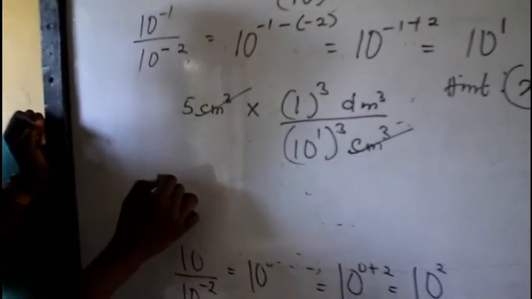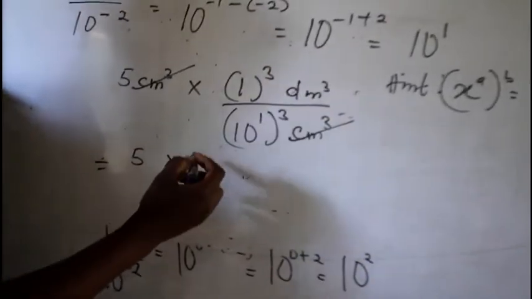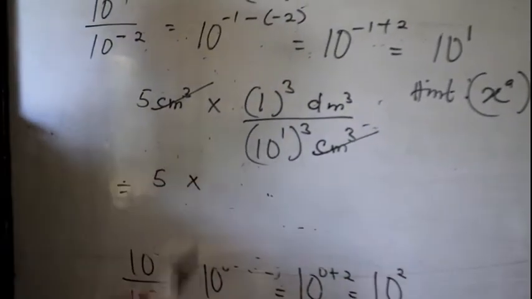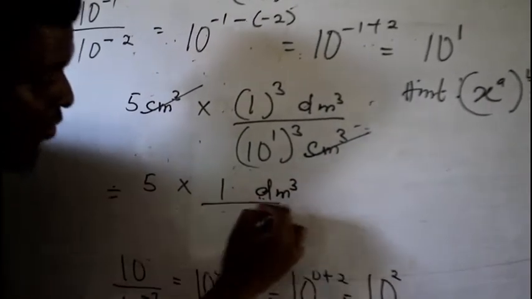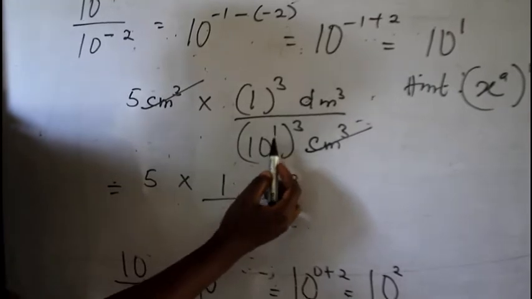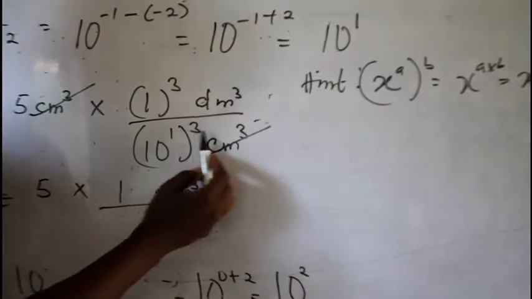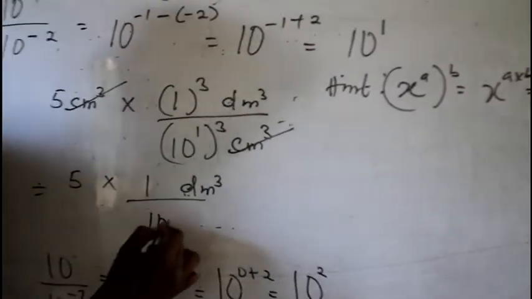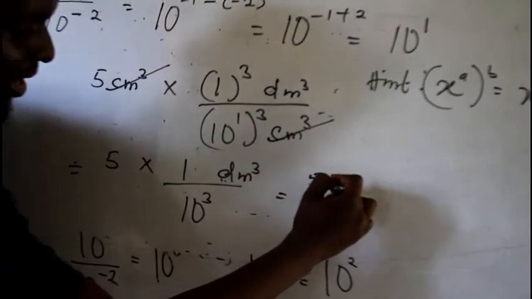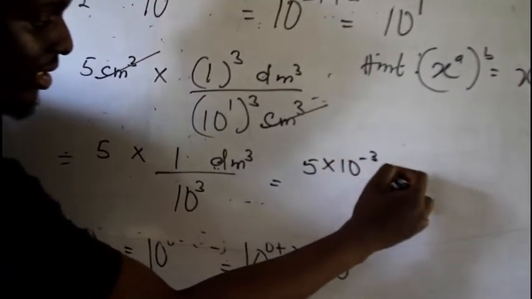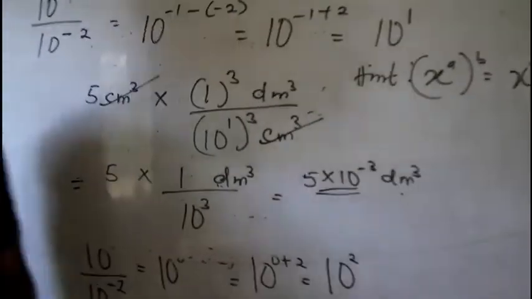Now, we have it cut out. Therefore, we have 5 multiplied by 1 raised to power 3, which is 1 times 1 times 1, so you have 1 decimeter cube over 10 raised to power 1, all raised to power 3. Just like this, you have 1 times 3, that is 10 raised to power 3. So the answer therefore is 5 times 10 raised to power minus 3 decimeter cube. As simple as that. Very simple.